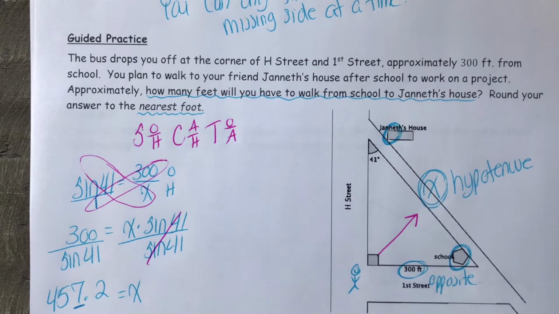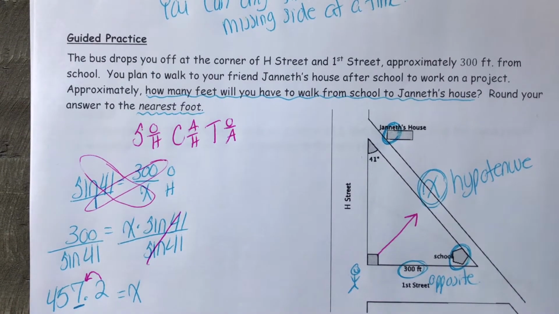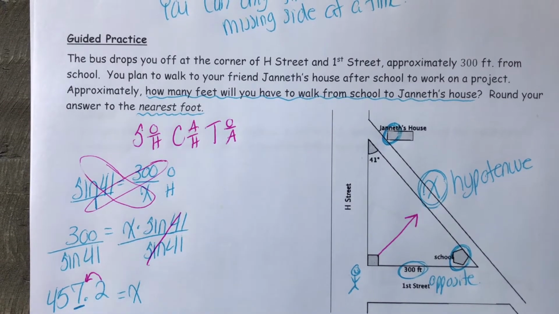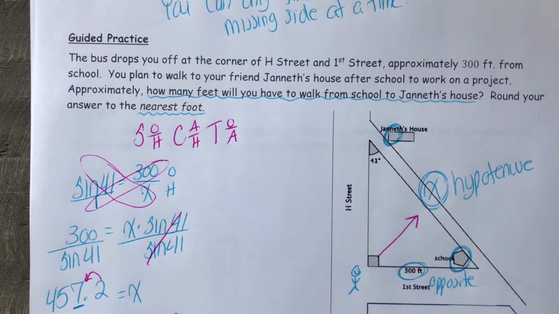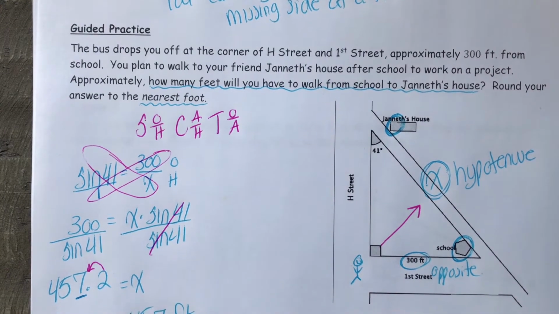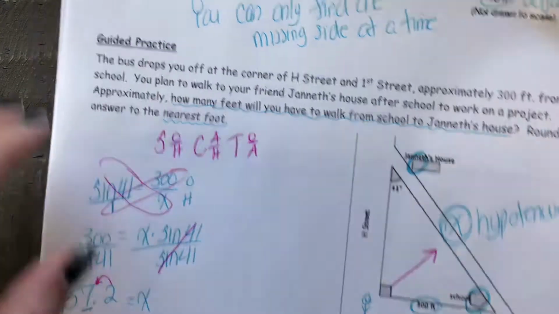So now I got to ask myself, is 2 telling 7 to round up or chill out? 5 or above, give it a shove. He ain't 5 or above, he ain't getting no shove, so it's going to stay. So 457 feet would have been my answer for this question for the guided practice. Okay. Let's go to the next page.